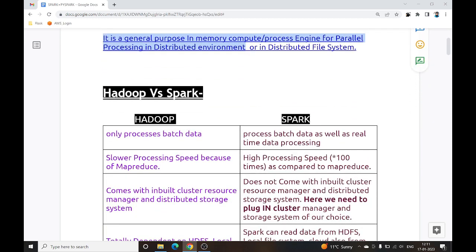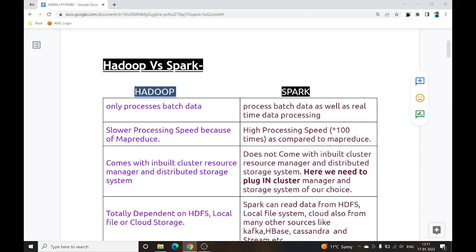If I talk about the differences between Hadoop and Spark, Hadoop was only able to process batch data. As I discussed, if there is any batch activity, day end activity or midday activity on a daily basis, that is something known as batch data. But in case of Spark, we can process batch data as well as real time data. How we can do real time data processing using Spark streaming, we will see in upcoming topics.